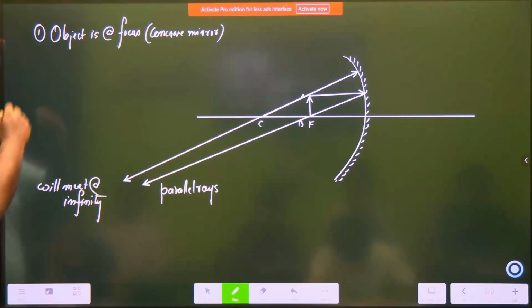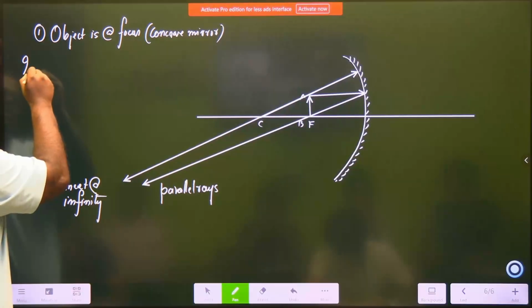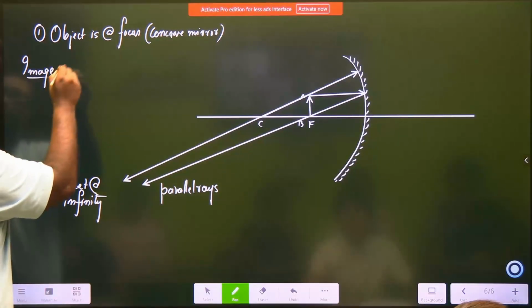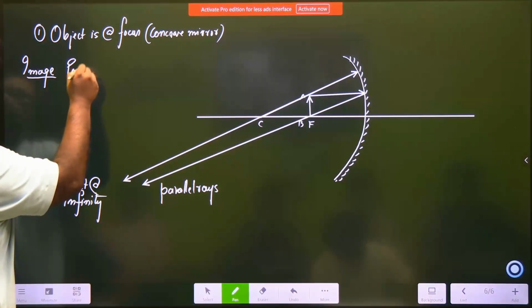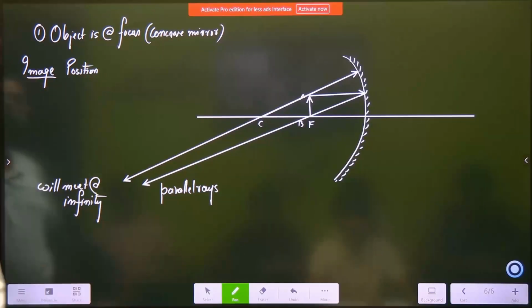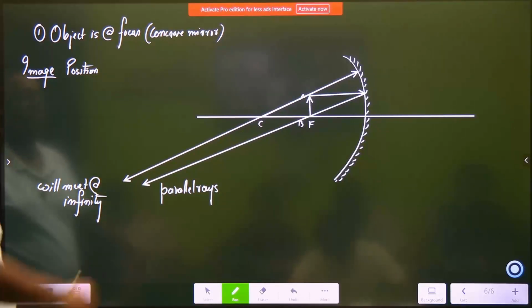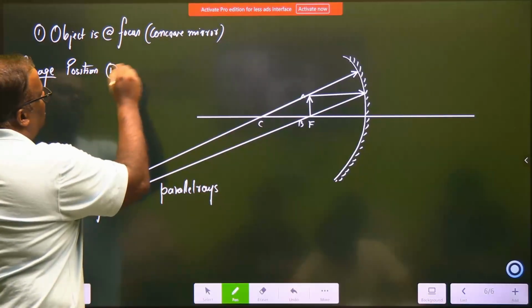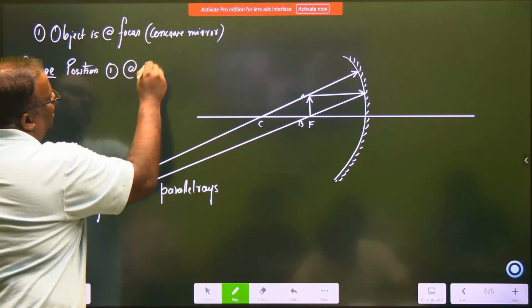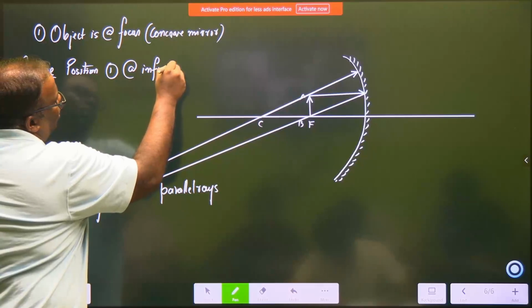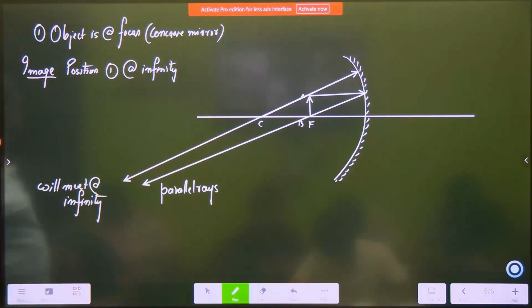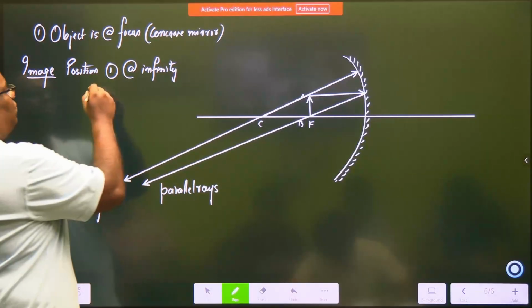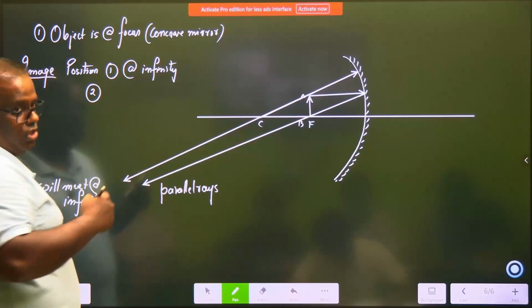So let's talk about the image. Let's talk about position. Now tell me, what is the position of this? The image will be formed at infinity. We don't know where it is. It will form very, very far off. Second, get me the nature.